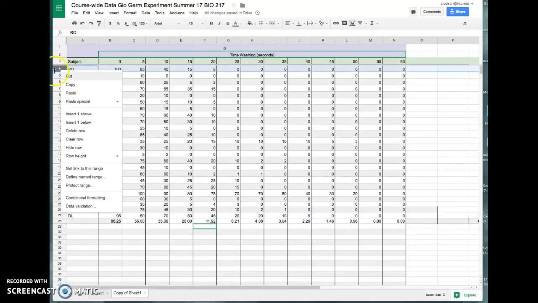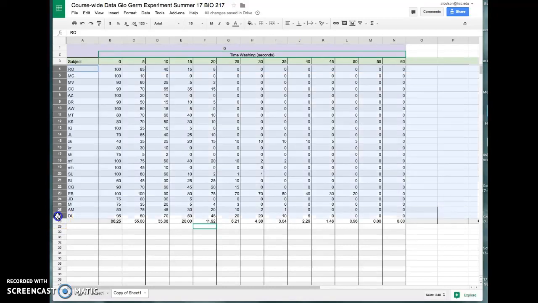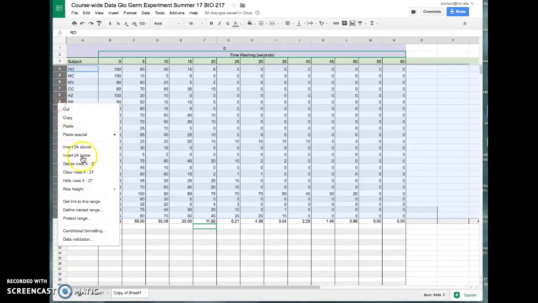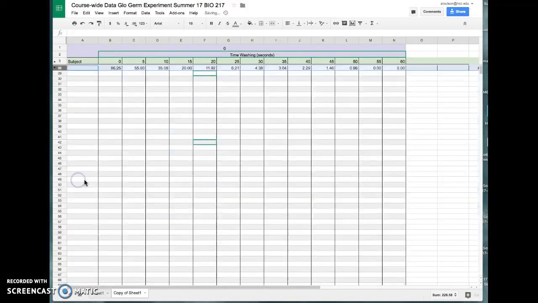Highlight these rows. So I clicked on four, I'm hitting shift, and then I'm going to come down here. And then I'm going to right click and click hide rows. So now I have just the rows that I'm interested in. And what I want to do now is create a graph with these rows.